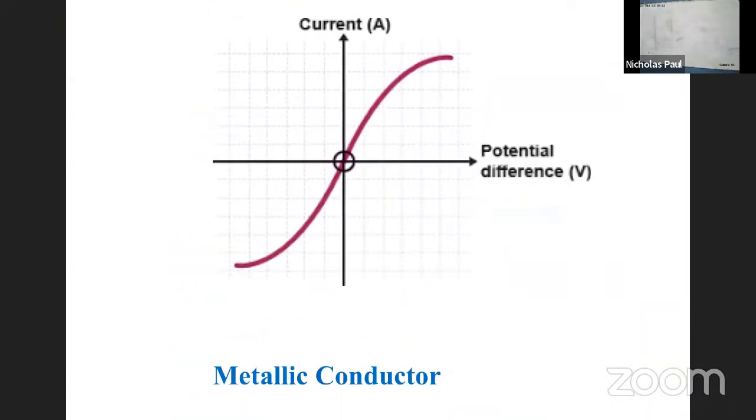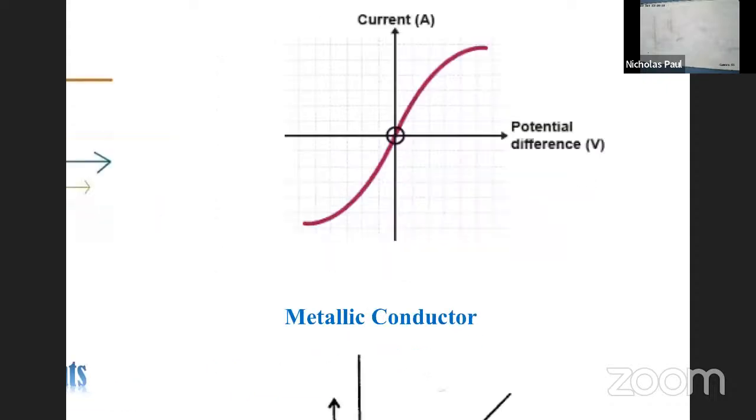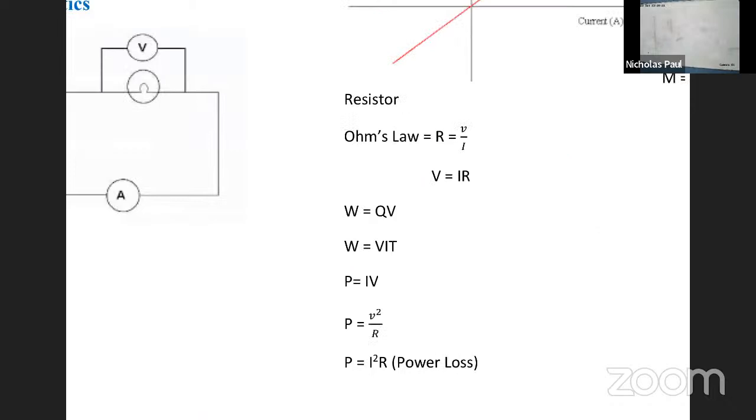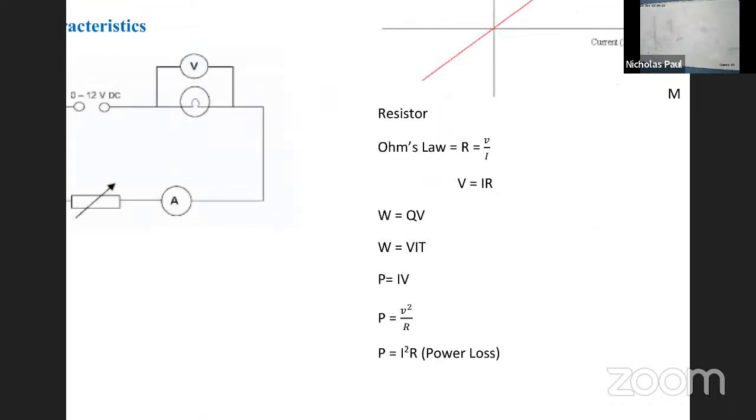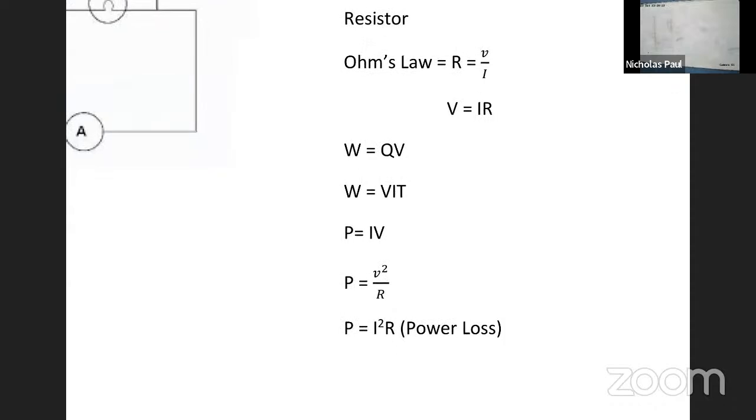Right? These are two graphs you have to learn. Current for the filament lamp, metallic conductor. Right? We should know Ohm's law, V is equal to IR, and all these formulae here to find work, energy, electrical energy, and power. Okay?